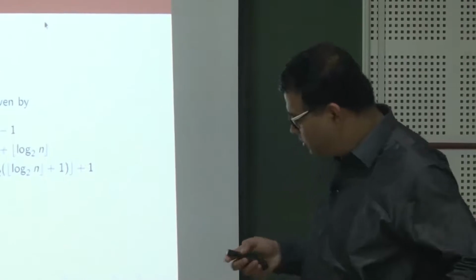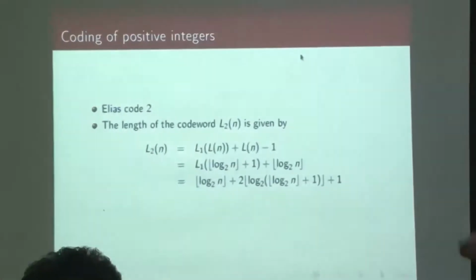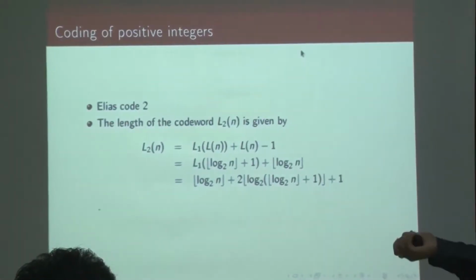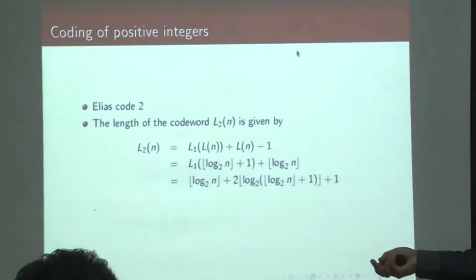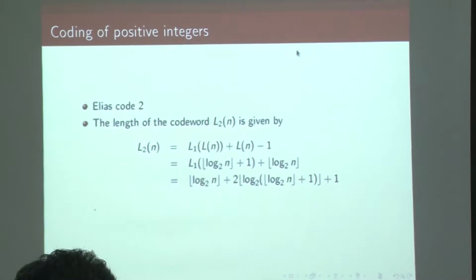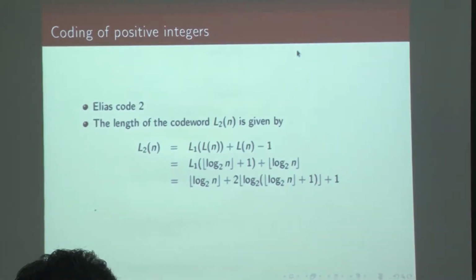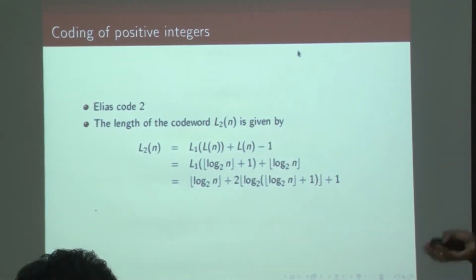Okay. So, this is one way of encoding positive numbers using a prefix free code. This is known as the Elias code. Any questions here?